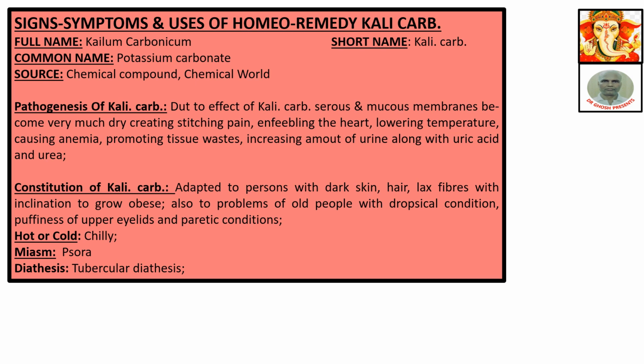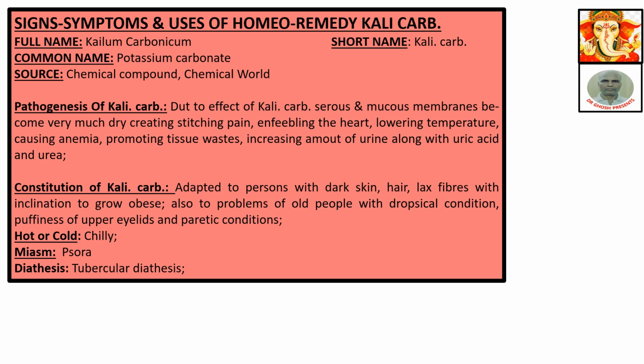Pathogenesis of Kali Carb. Due to the effect of Kali Carb, serous and mucous membranes become very much dry, creating stitching pain, enfeebling the heart, lowering temperature, causing anemia, promoting tissue wastes, increasing the amount of urine along with uric acid and urea.